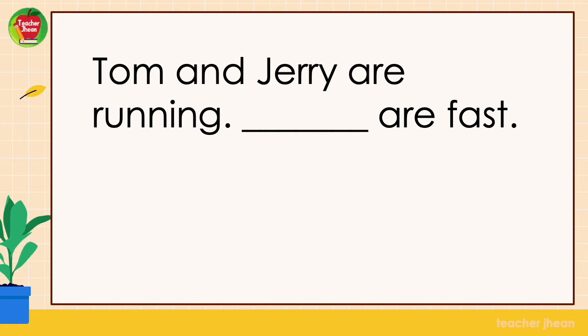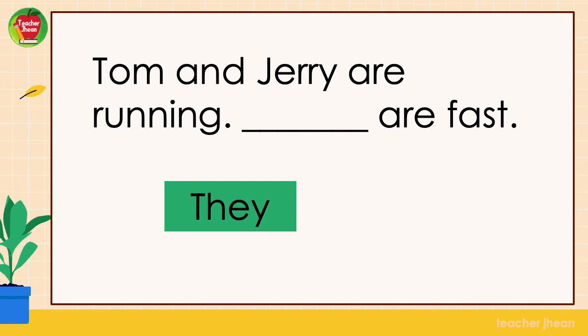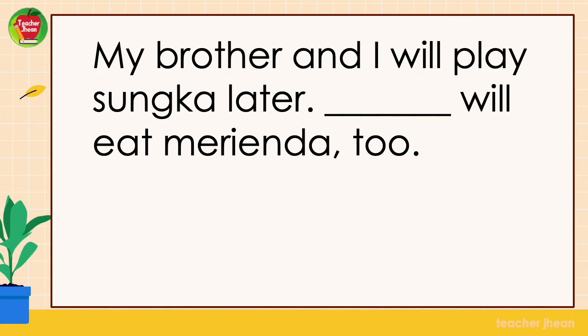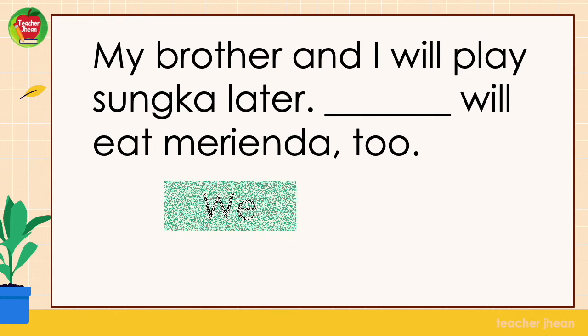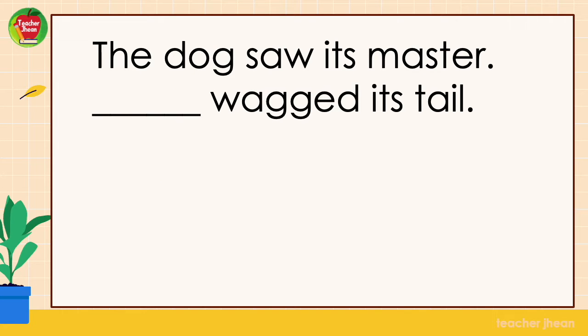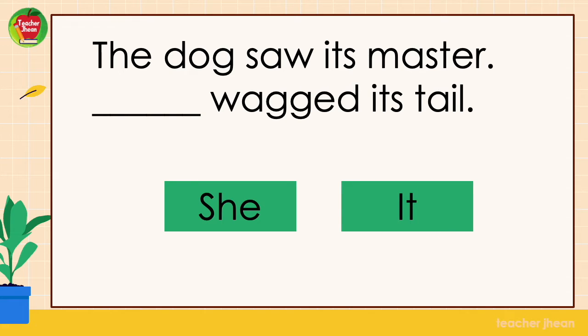Number 3. Tom and Jerry are running. Blank, they are fast. Is it they or we? Number 4. My brother and I will play sungka later. Blank will eat merienda too. Is it we or they? And number 5. The dog saw its master. Blank wagged its tail. Is it she or it?